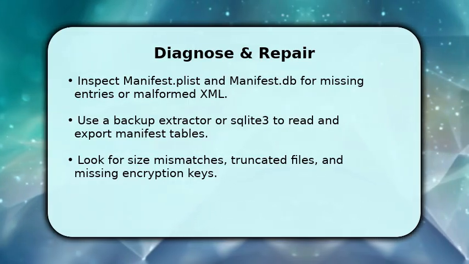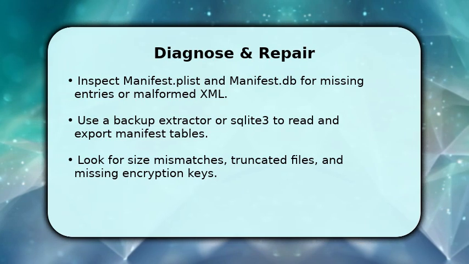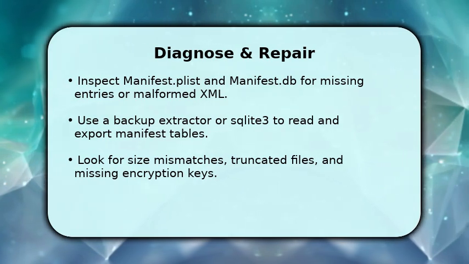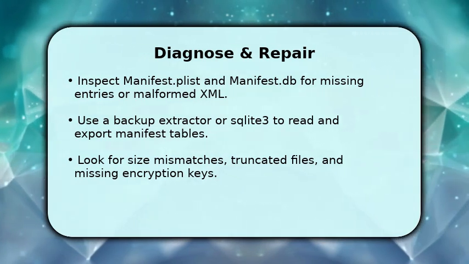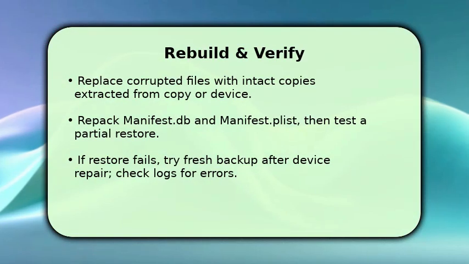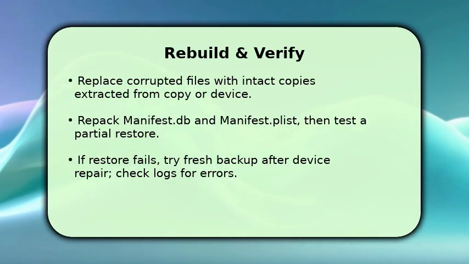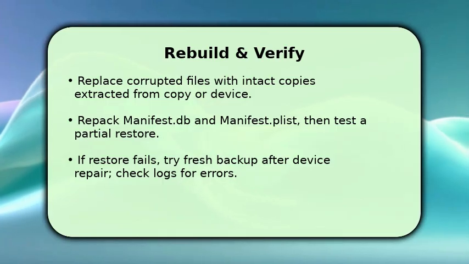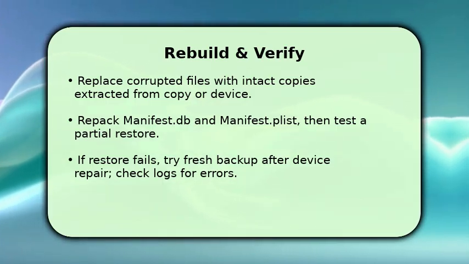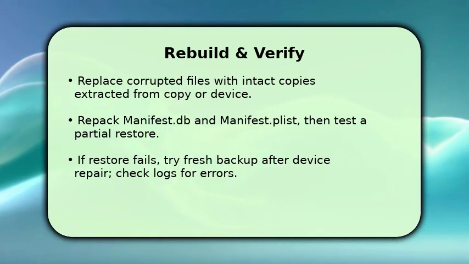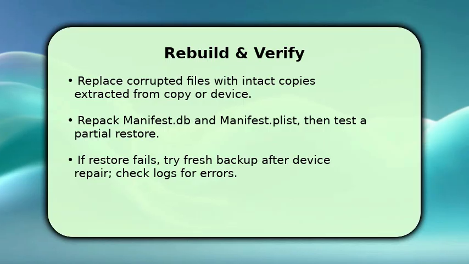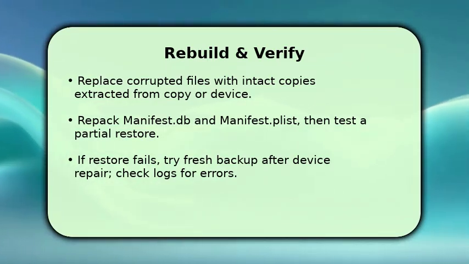Once you've mapped corrupt items, plan targeted repairs. Finally, rebuild the backup. Restore corrupted files from your safe copy or extract them directly from the device using a tool, then update Manifest.db and Manifest.plist so checksums and sizes match. Repack the folder and perform a partial restore to the device to confirm success. Partial restores narrow failures. If the backup is encrypted, reapply the encryption key when repacking.